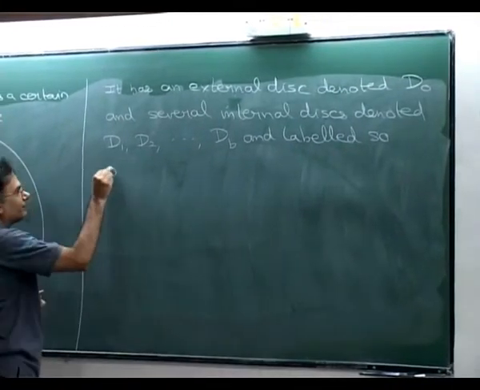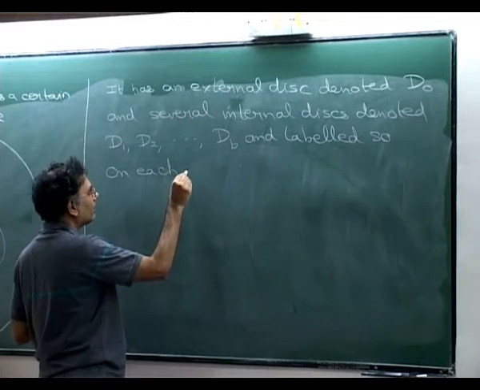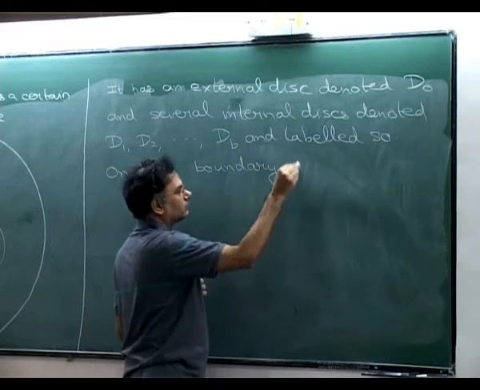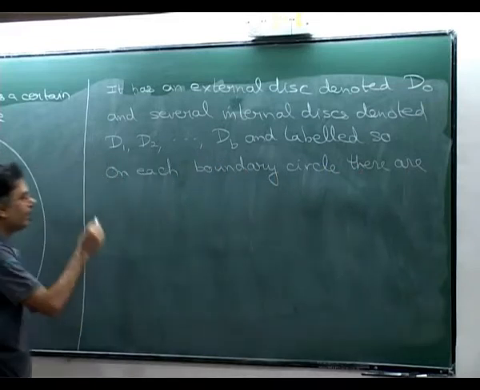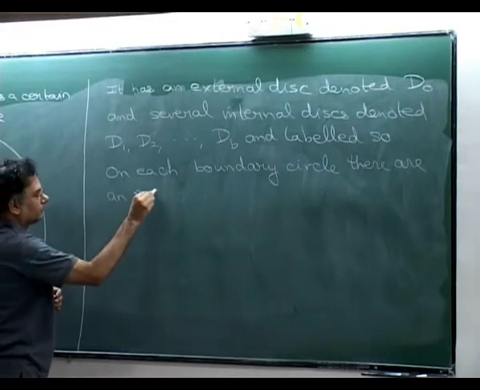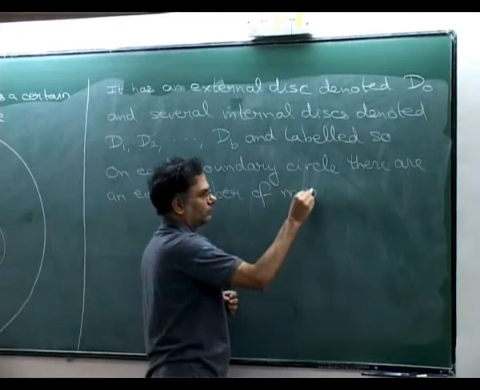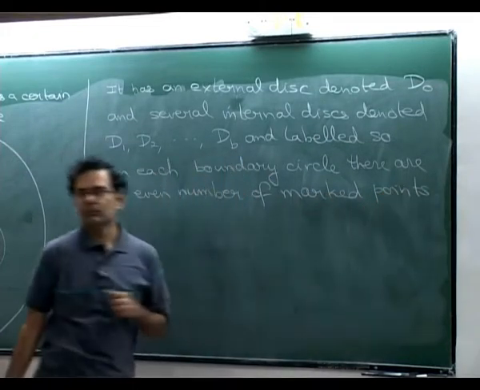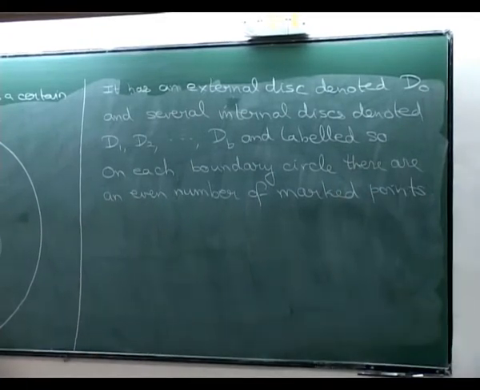Then on each boundary circle, there are an even number of marked points. So these disks have these boundary circles. On each boundary circle, mark an even number of points. I have to look up to make sure I get the example right.